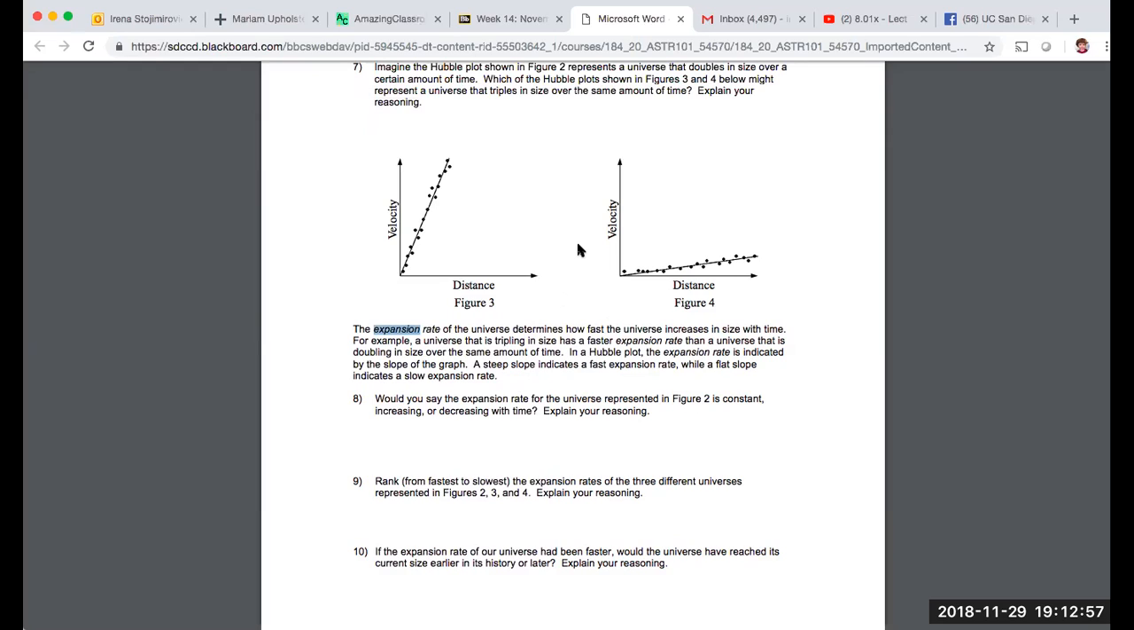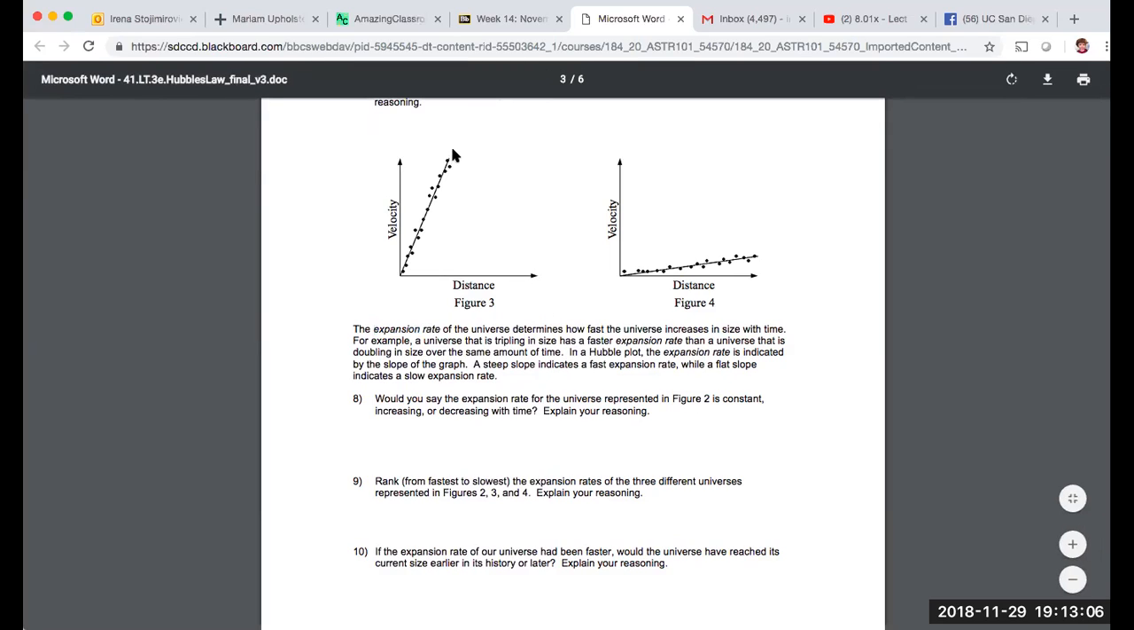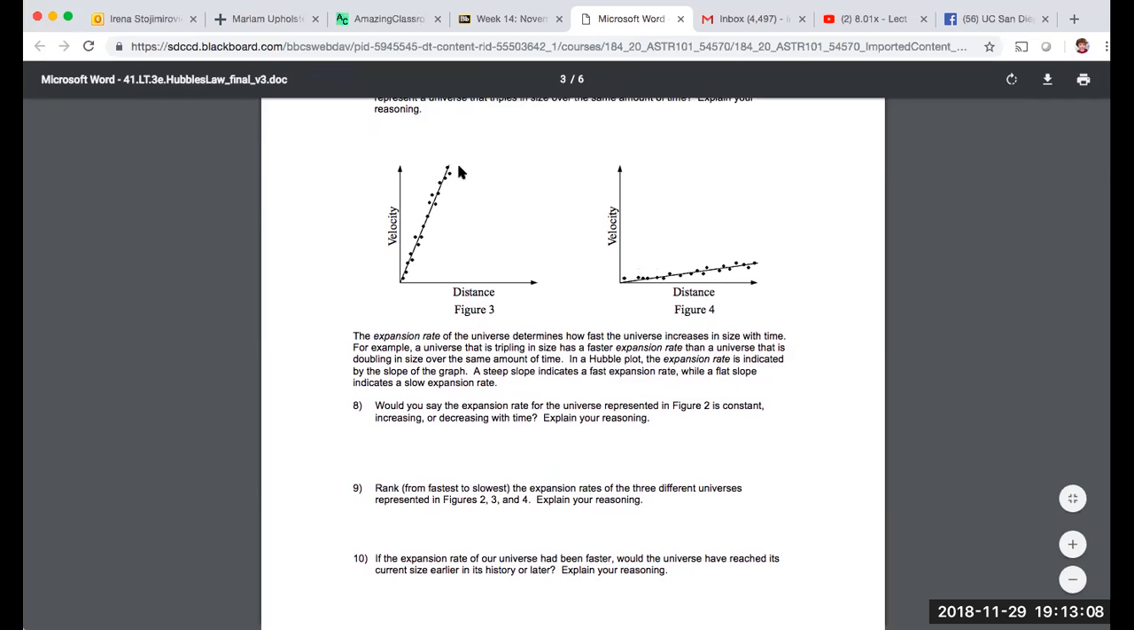Okay, so the expansion rate is given by the slope. Do you know what the slope is? I don't know how far you went with math. I know what it is, but I can't describe it. It's kind of a rise over run, right? Yeah. That's what we call the slope.